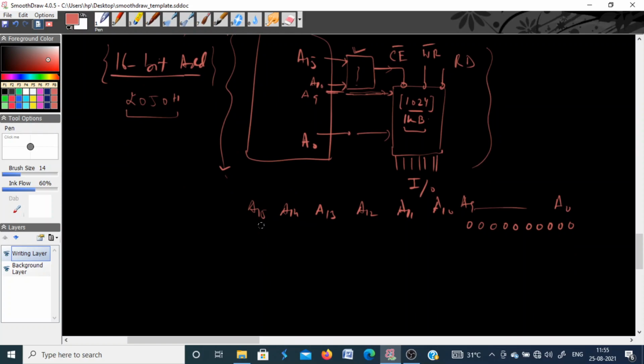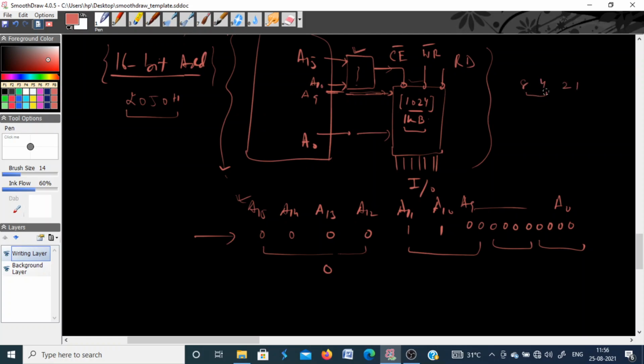For that, these lines may be connected to some 0 0, suppose 0 0, or suppose 1 1. This is some hardware that you have decided. So when you choose this input combination, your output will be 0, which is used to select or enable this chip. It means now your address will go from 0, this is 0, this is 1248.